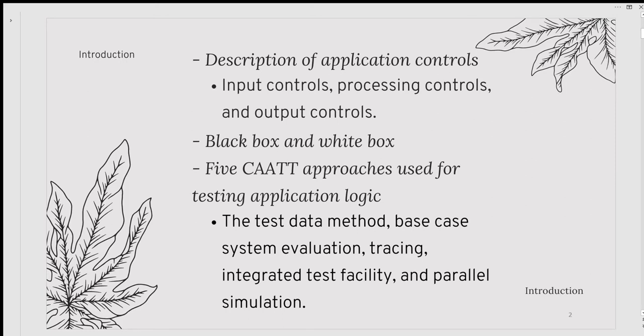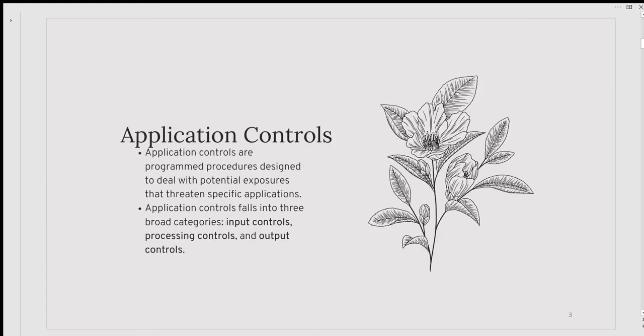This is the overview of our report. We have the description of application controls: the input controls, processing controls, and output controls. We also have black box and white box. Next, we have the 5 CAATT approaches used for testing application logic: the test data method, base case system evaluation, tracing, integrated test facility, and parallel simulation. Let's now first go to application controls.